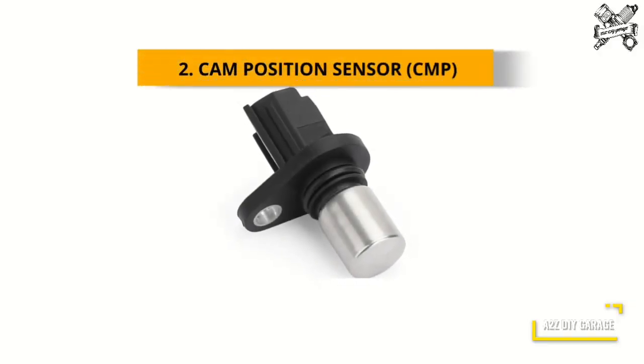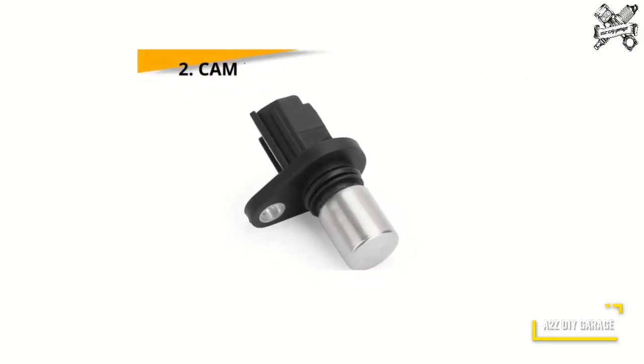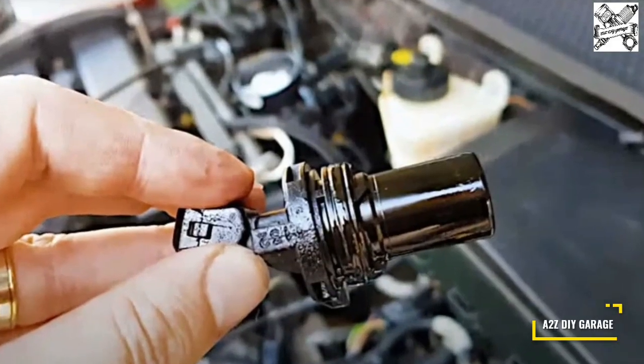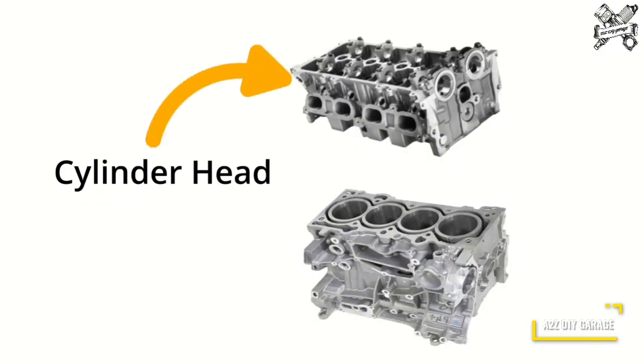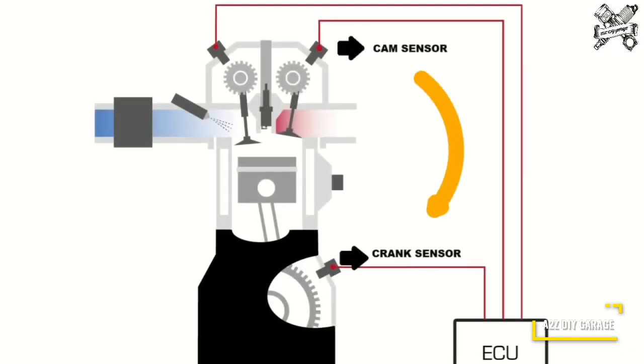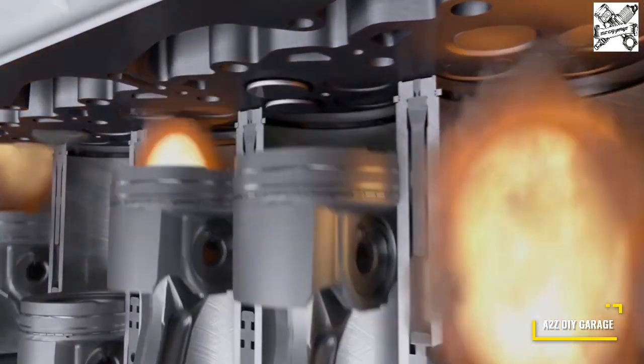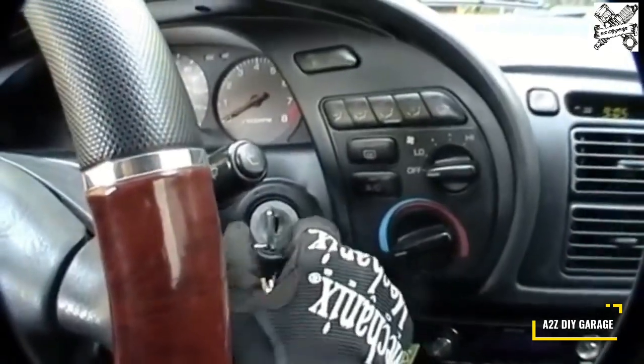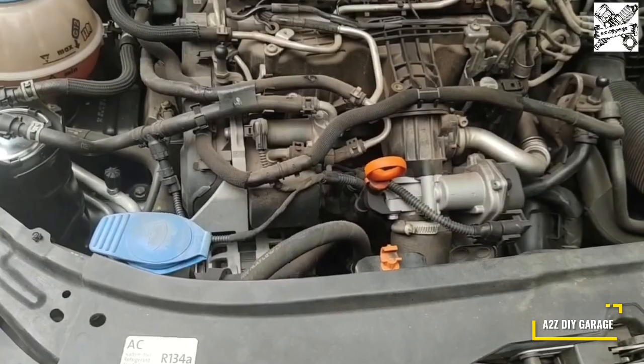Number 2. Now let us see about the cam position sensor. The cam position sensor is typically located in the cylinder head of the engine. The task of the cam sensor is to find the exact position of the camshaft and valves. It works together with the crank sensor for perfect ignition timing. If these sensors fail, starting the engine is not possible.